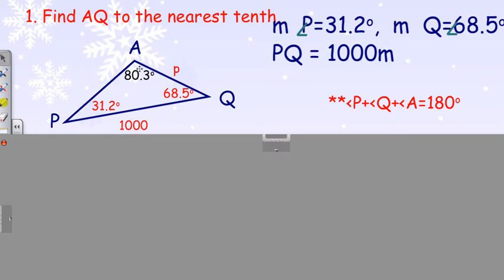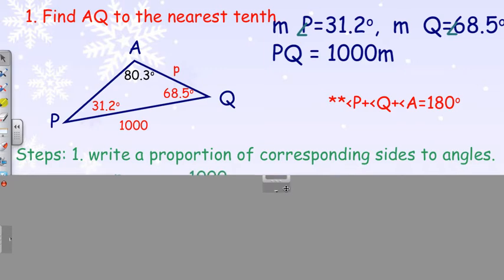So at this point, I ask myself, or if I remember to myself, that in any triangle, all three angles must add up to 180. So by adding these two together and subtracting from 180, I got that angle A is 80.3 degrees. So now that I've got angle A, side a, angle P, and side p, I'm ready to go ahead and do my law of sines.